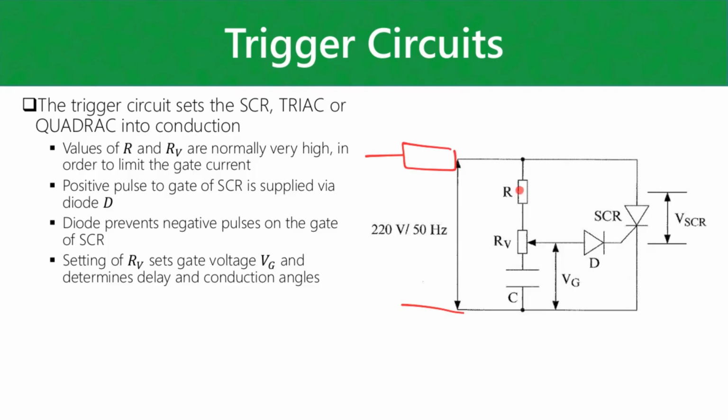But essentially what you have is you basically forming an RC circuit there with its own time constant. And this being AC as well, you're also going to have a phase shift. So by adjusting the resistance there, you will actually adjust when you will have a gate pulse applied to your SCR to put it into conduction.